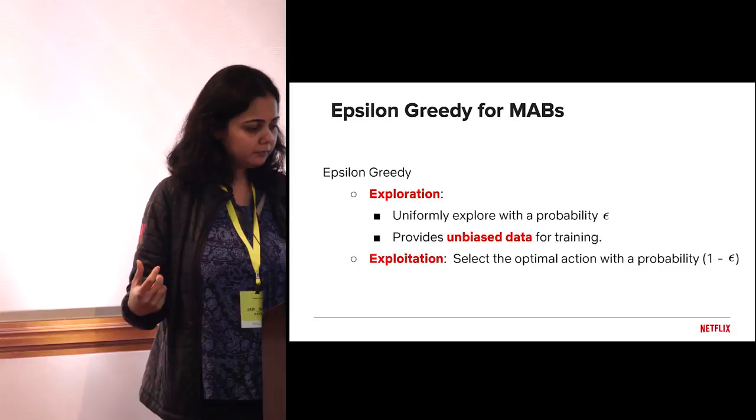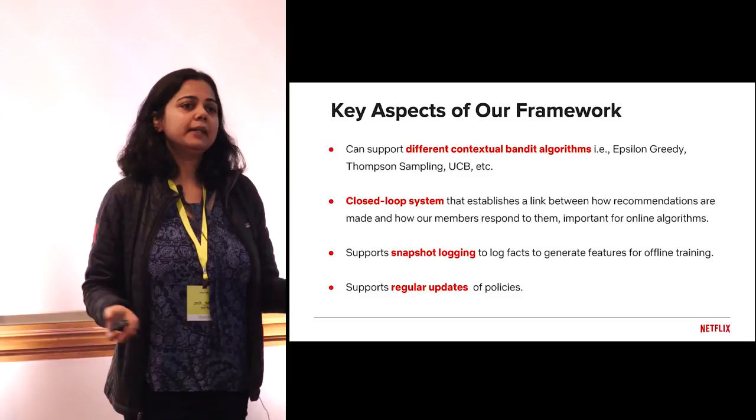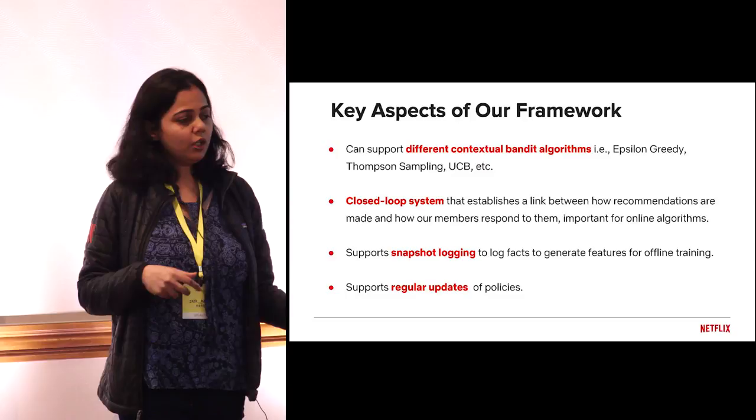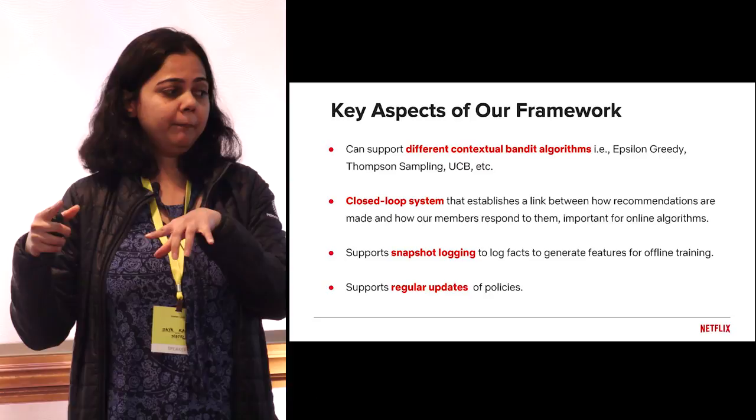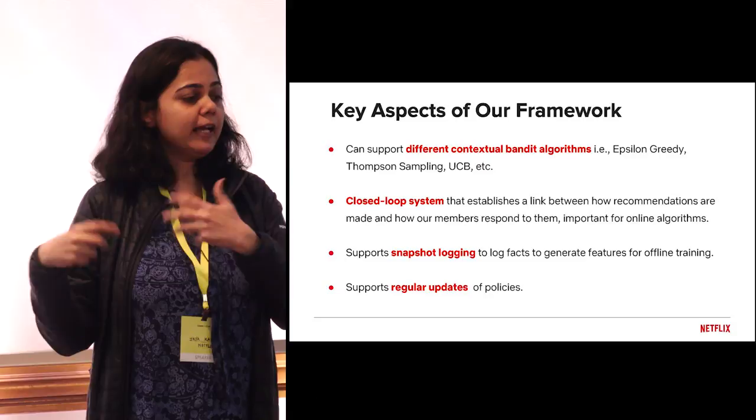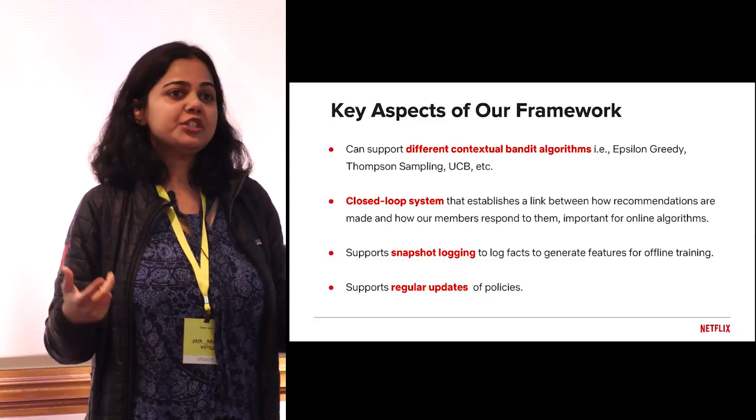So just highlighting the key aspects of our framework. Our framework can support different contextual bandit algorithms. Even though we talk about epsilon greedy, it can very well support other contextual bandit algorithms like Thompson sampling, UCB, et cetera. It's a closed loop system, so it helps establish the link between how recommendations are made and how the members respond to them. It supports snapshot logging, so logging of facts, which is very helpful for feature generation for offline training. And it provides regular updates of policies, which is very important for online learning algorithms, so as to make the policies as fresh as possible.